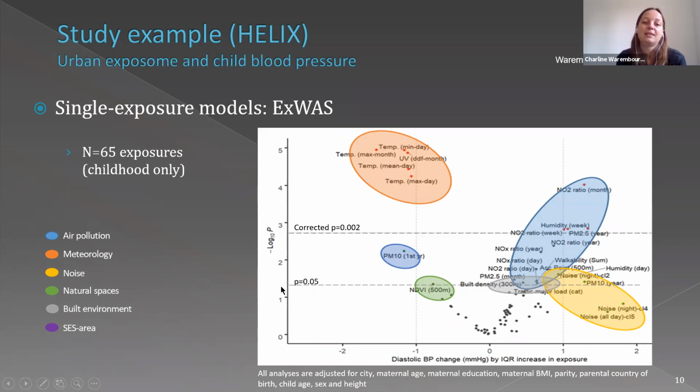But as I said, with the ExWAS approach, we are at risk of false positive results. So this is why we apply a correction to limit this false discovery rate. So after p-value correction, only the association with temperature and air pollution remains statistically significant.